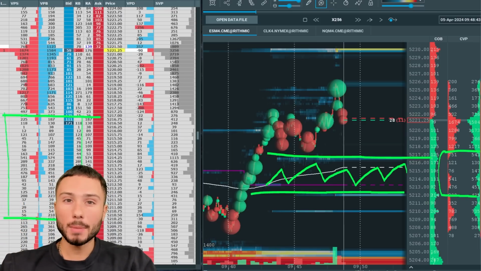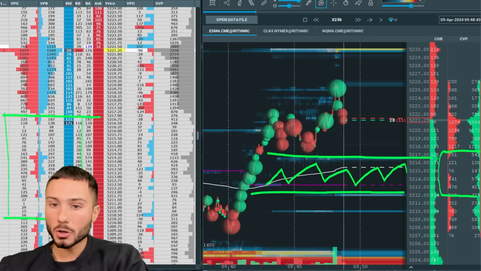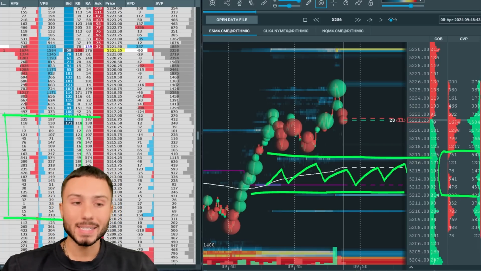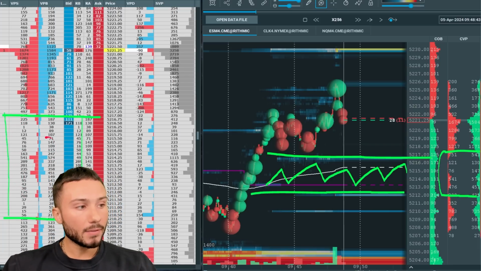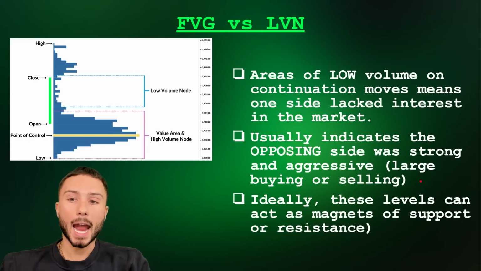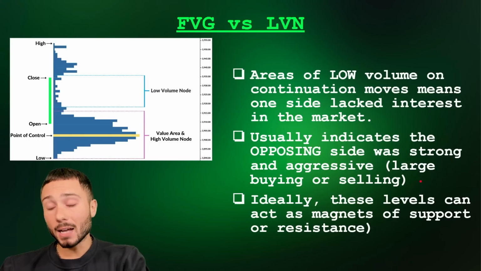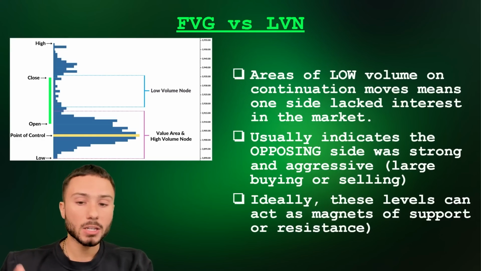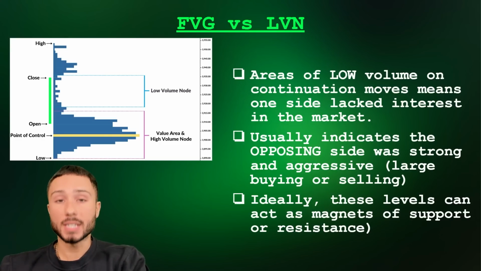So now we have a disagreement where buyers are stronger, sellers are weaker, sellers are not willing to sell at these prices, leaving an area of low volume at 52.17-ish, 52.18, all the way down to 52.12, 52.08. So this becomes an area of low volume. Ideally, these levels can act as magnets of support or magnets of resistance.